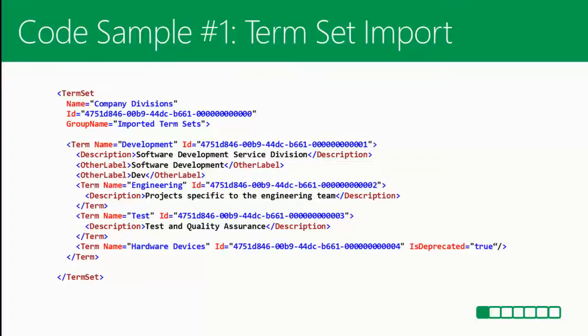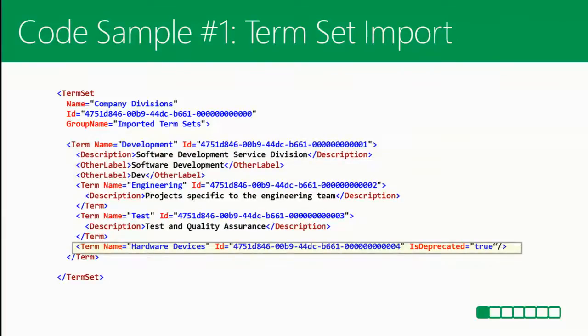I'll highlight here, because we have a lot of code, I've put a progress bar at the bottom of each of my demos so you can see how far we are through the code. Okay. So the term set tag basically specifies the name and the group. I could have made the group a tag, but I didn't, for simplicity. And then you have a term, and I've specified a name and the GUID, and then a description and some labels. And then down here, I have the deprecated flag.